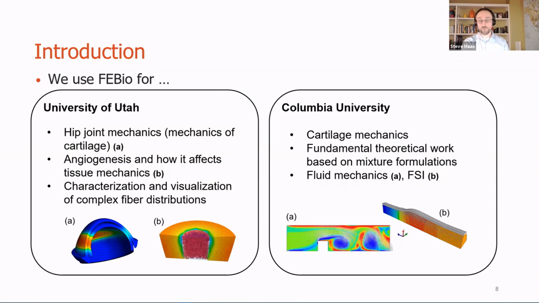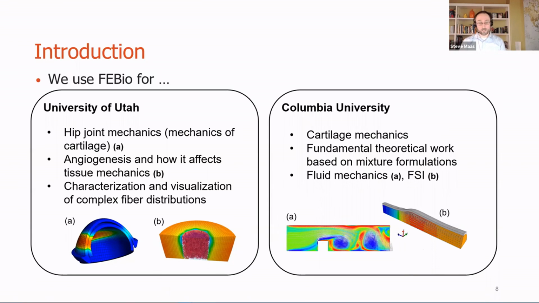And of course, we use FEBio as well. We not only develop it, but it's been used in several of our research projects as well. As I mentioned, FEBio is a collaboration between the University of Utah and Columbia University. On the Utah side, FEBio is used in a couple of different projects. There's a project that focuses on hip joint mechanics, or more specifically, the mechanics of cartilage, both in healthy tissue and damaged tissues.